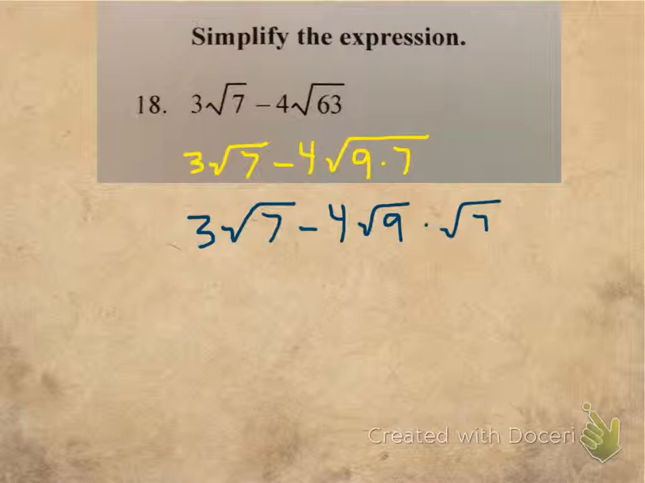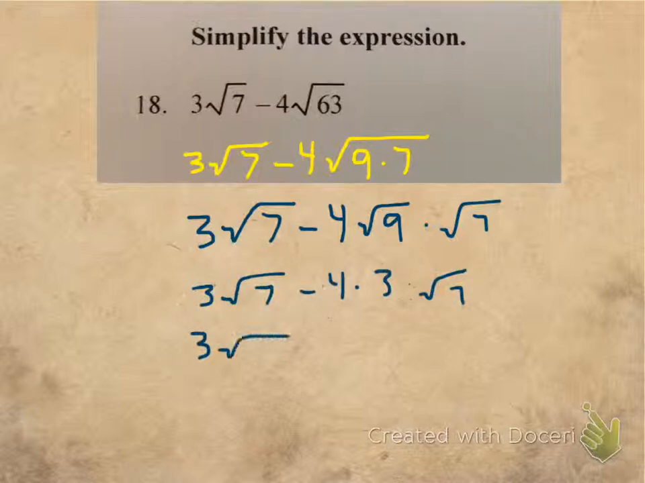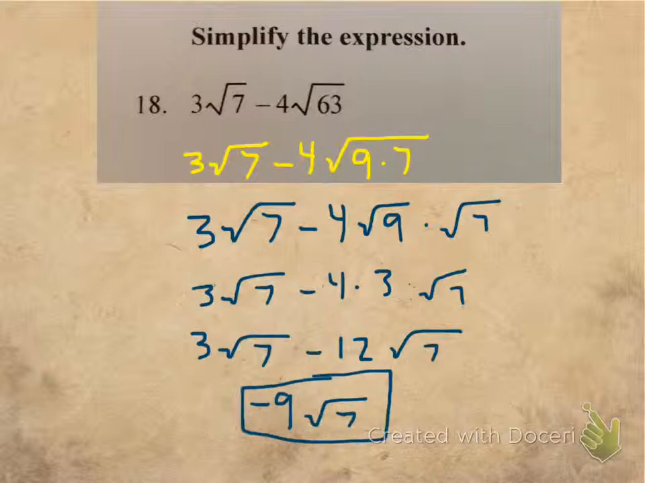3 times the square root of 7 minus 4 times the square root of 9 times square root of 7, and the square root of 9 happens to be 3, so we can take the 3 out of the radical, we multiply that to the 4, and we get 3 root 7 minus 12 root 7. Now you have like radicals. 3 minus 12 equals negative 9, negative 9 root 7.